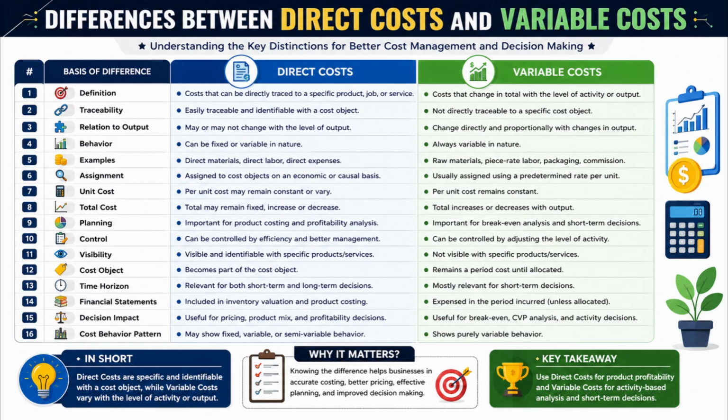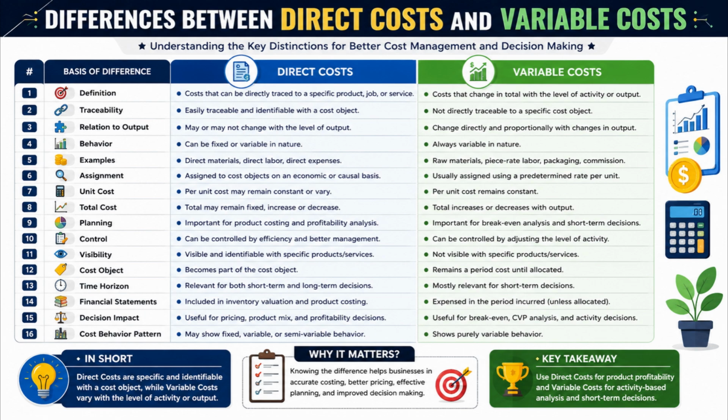Number 4. Direct materials and direct labor are common examples of direct costs, whereas raw materials, packaging, and sales commissions are examples of variable costs. Number 5. Direct costs may remain fixed for a short period, whereas variable costs continuously fluctuate with output levels.